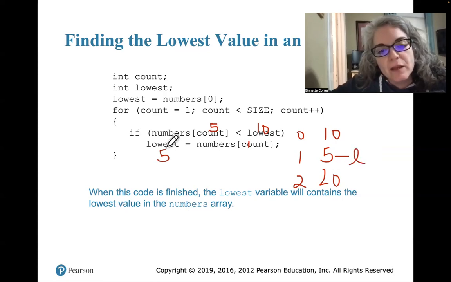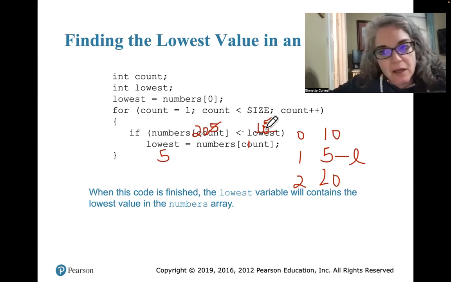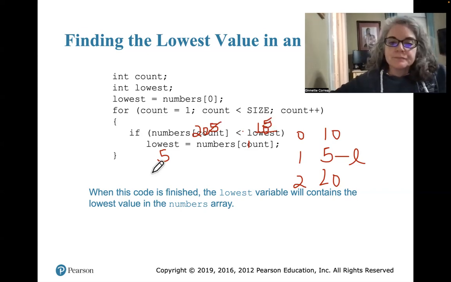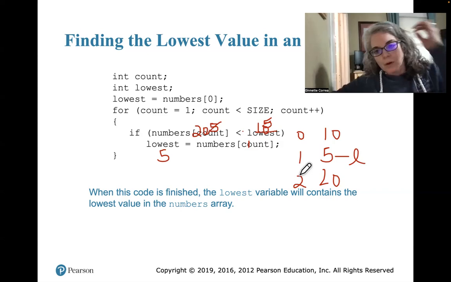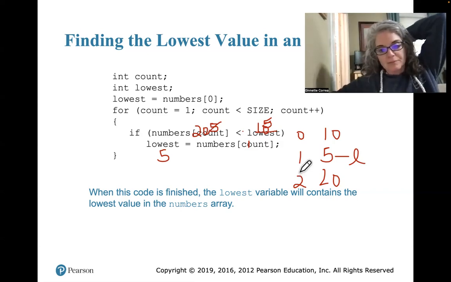Now we go back up to this loop, count now becomes a 2. And number sub 2 is a 20. So this is a 20 now. And the lowest is no longer 10, it's a 5. And we say, is 20 less than 5? It is not less than 5. So we go back up to the top. The size of the array was 2, so our loop is going to stop.